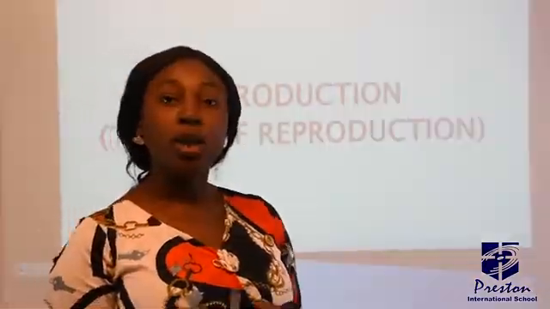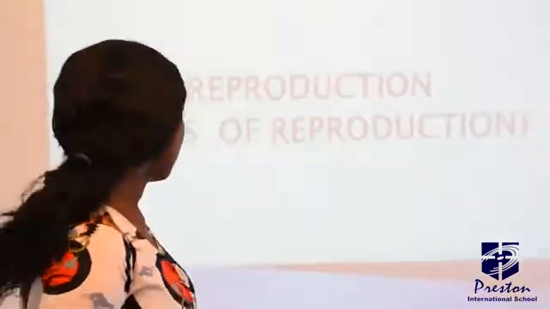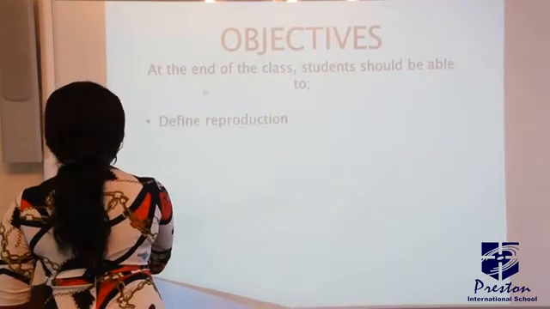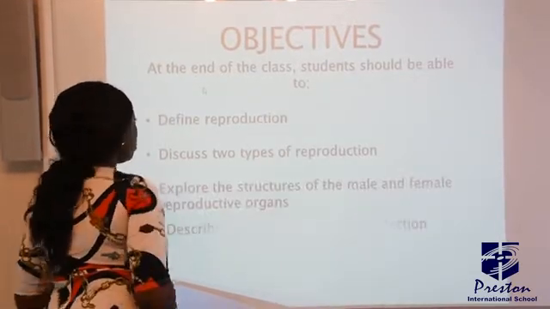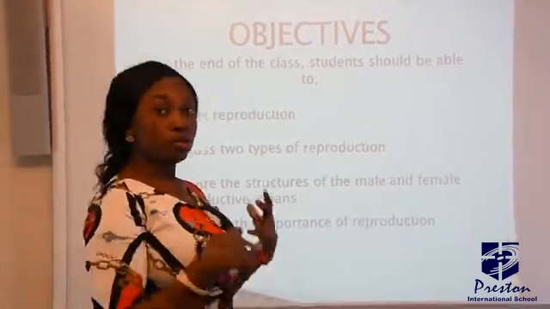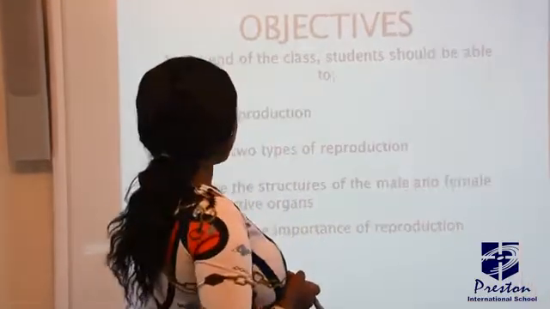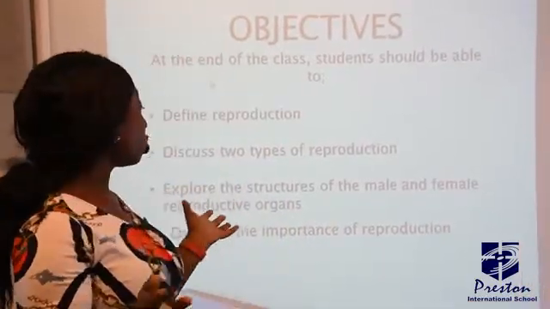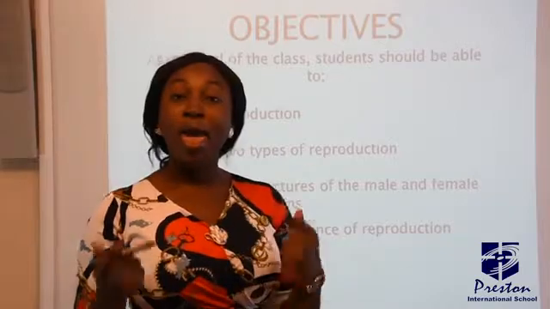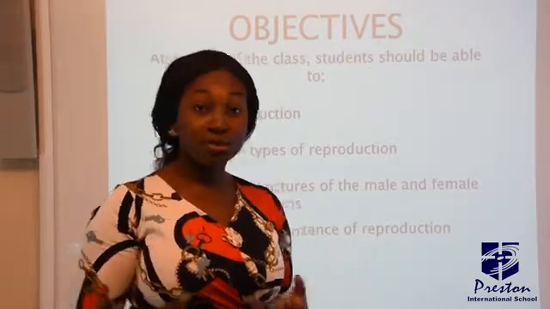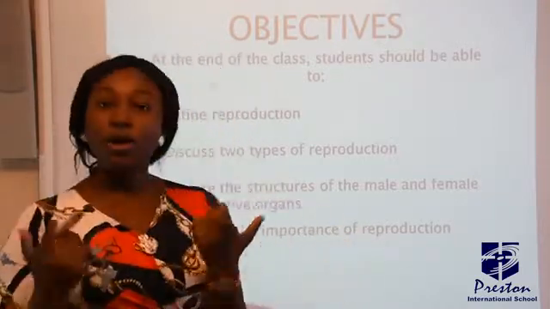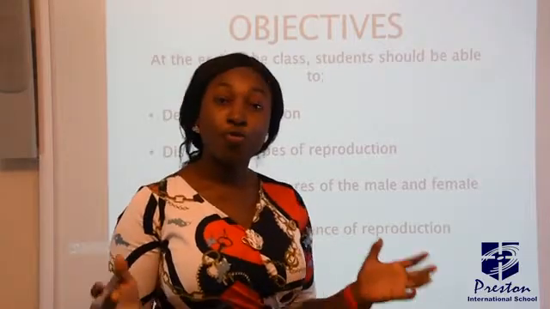This morning, we'll be looking at the topic which says reproduction, and we'll be exploring the types of reproduction. Now, let's go to our objectives. At the end of the class, I expect you all to be able to define reproduction, discuss the two major types of reproduction, explore the structures of the male and the female reproductive organs, and be able to point out the importance of reproduction.